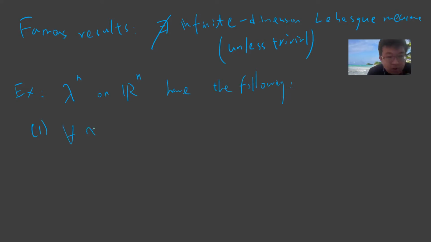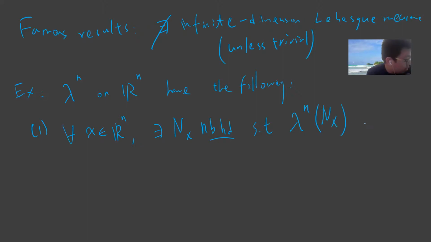The first one is that for every x belonging to R^n, there exists an open neighborhood, NBHD, of x, such that the measure of this neighborhood is finite. This is almost trivial, right? Because in n dimensions you can pick an n-dimensional ball, or you can make a cube, and then you know that the Lebesgue measure of the cube must be finite if you, let's say, choose the side to be 1.